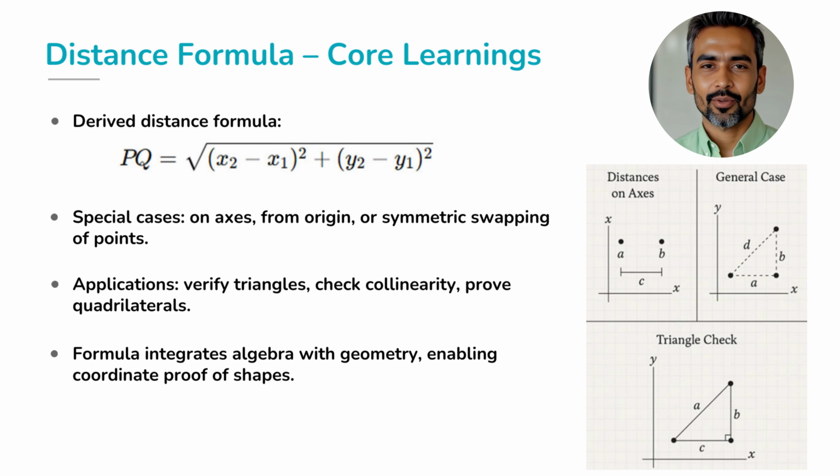In the next video, we will explore the section formula, which tells us how to find the coordinates of a point dividing a line segment in a given ratio. It's like finding the exact middle seat in a row of friends.